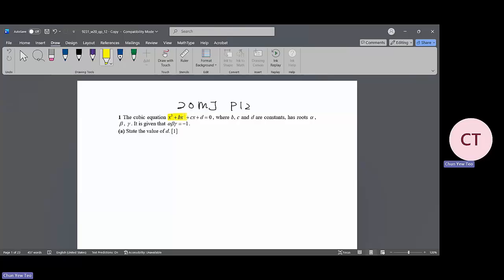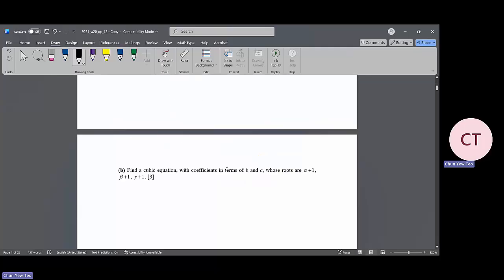We have a cubic equation where a, b, c are constants and it has roots alpha, beta, gamma, where the product of the three roots is -1. We want to find the value of d. The value d is actually the negative of alpha beta gamma, so it's -(-1), and d is 1. This is the answer for question 1a.